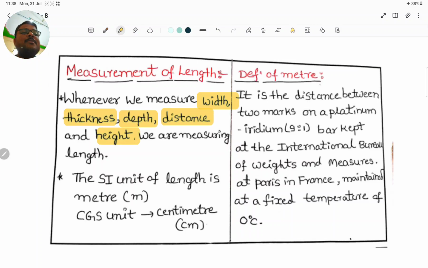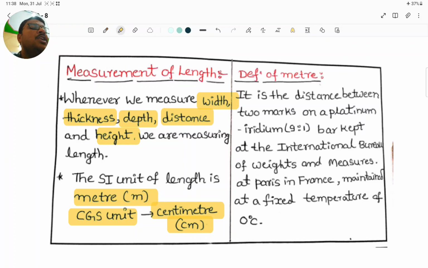When we want to measure width, thickness, depth, distance, height, in these cases we are generally using the measurement length. The SI unit of length is meter. Already we know very well. CGS unit is centimeter. Now here the definition of the meter is important. The definition of the meter is very simple.